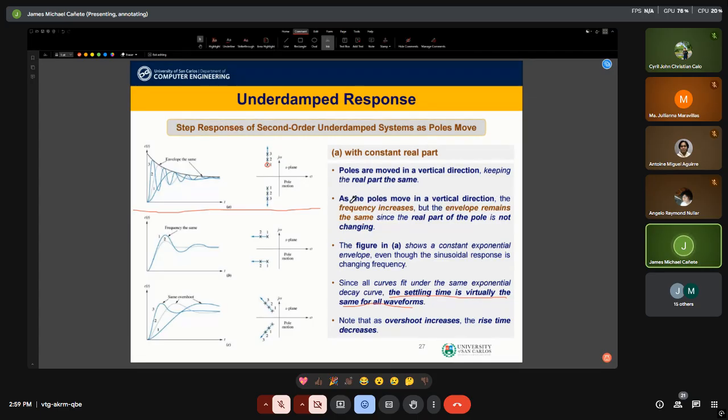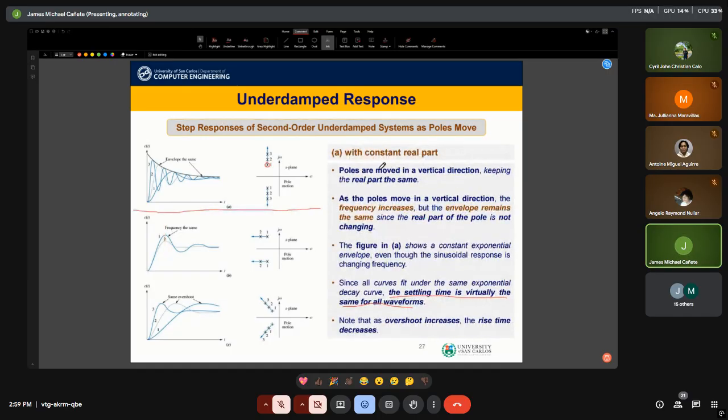So as the poles move in a vertical direction, the envelope remains the same. The decay of your sinusoid will still be the same. It shows a constant, so the settling time does not change. A consequence is that as overshoot increases, the rise time decreases. So the relationship of overshoot to rise time is inversely proportional. With a large percent overshoot, say 100%, the rise time must be very fast.